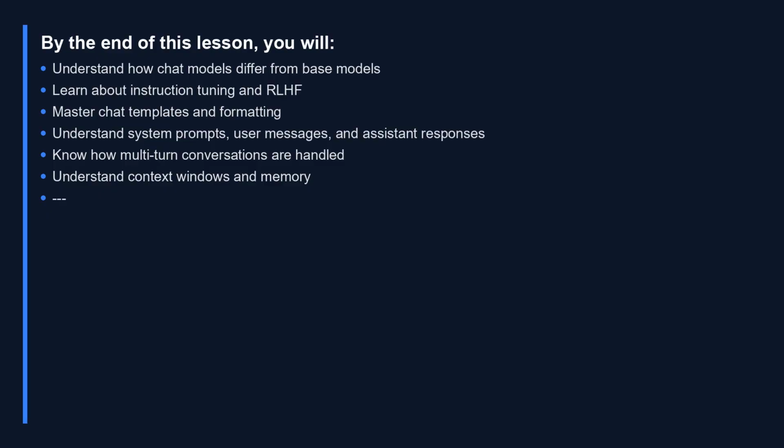Learning objectives. By the end of this lesson, you'll understand exactly how chat models differ from base models, what instruction tuning and RLHF actually do to a model's weights and behavior, how chat templates work and why different models use different formats, how system prompts steer model behavior throughout a conversation, how multi-turn conversations are structured and passed to the model, and how context windows constrain everything. These aren't just concepts to memorize. Every one of them will directly affect decisions you make when fine-tuning your own model.